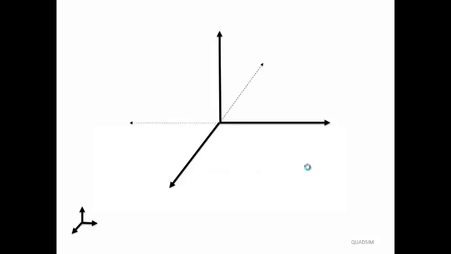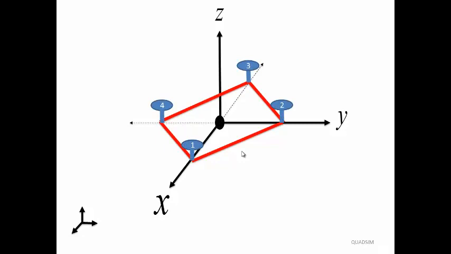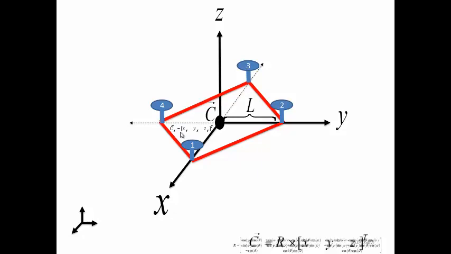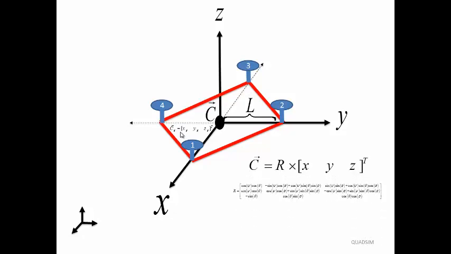For modeling the quadrotor, we need two kinds of coordinate system: a fixed coordinate system and a rotating coordinate system. Our quadrotor can be displayed here with four motors. The length of each motor to the center of gravity of the quadrotor is denoted by L, and the center of gravity vector can be displayed with three values: x sub g, y sub g, and z sub g. A rotation matrix can change the rotating coordinates to the fixed coordinate system.